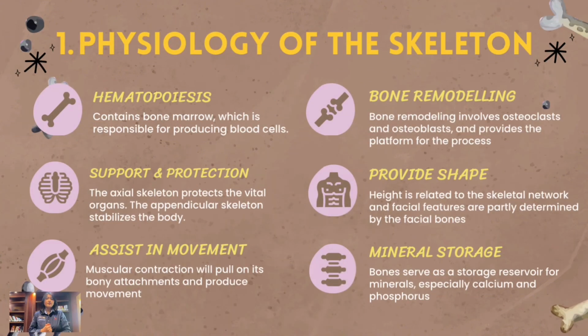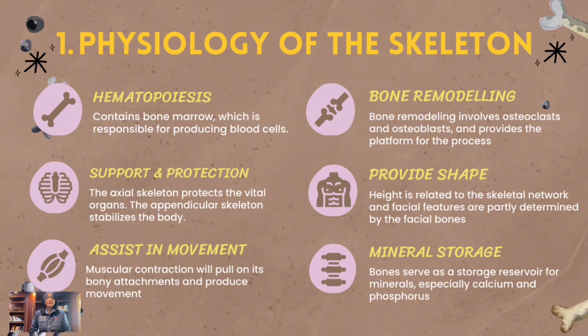Now, let's talk about the physiology of the skeleton. The ones that I have listed are 6 in total, the first one being hematopoiesis. As we know, bone contains bone marrow that is responsible for producing blood cells, and it is also responsible for the support and protection of the body. I say this because the axial skeleton's main purpose is to protect the vital organs, while the appendicular skeleton provides stability of the body.